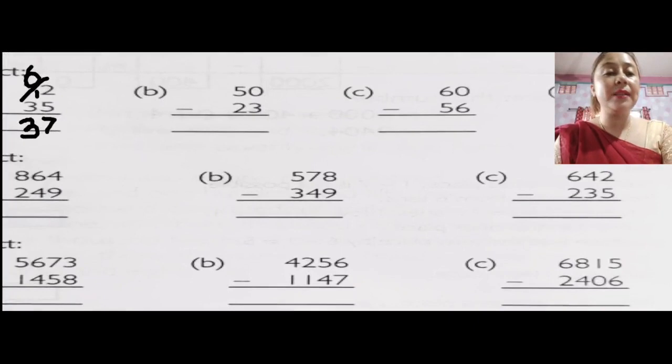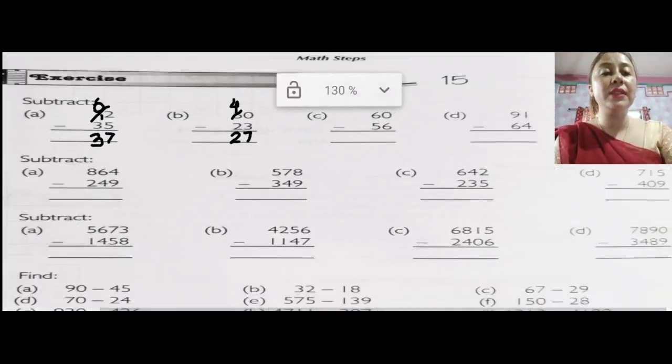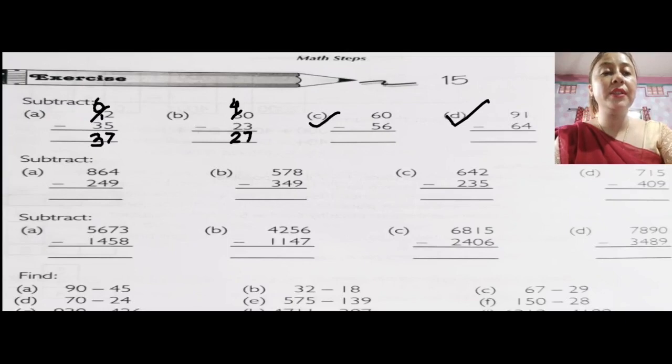You can't subtract 3 from 0. So what I will do, I will make it 10. In order to make it 10, you will bring 1 from 5 and 5 will be 4 here. So 10 minus 3 is 7 and 4 minus 2 is 2. Now next, C and D you will do it yourself. This one is an easier one. C and D you will do it yourself, children.